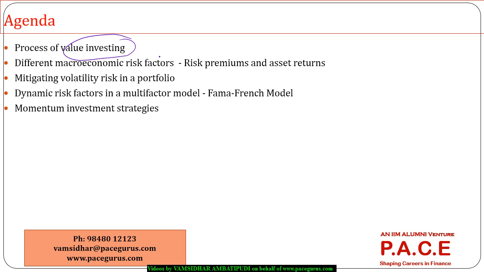Then we'll try to look at different kinds of risk factors, especially the macroeconomic ones. So when you talk about inflation, it's a macroeconomic risk factor. When you talk about interest rates, it's a macroeconomic risk factor. So these are the different macroeconomic risk factors. Corresponding to those risk factors, how do I look at the risk premiums?